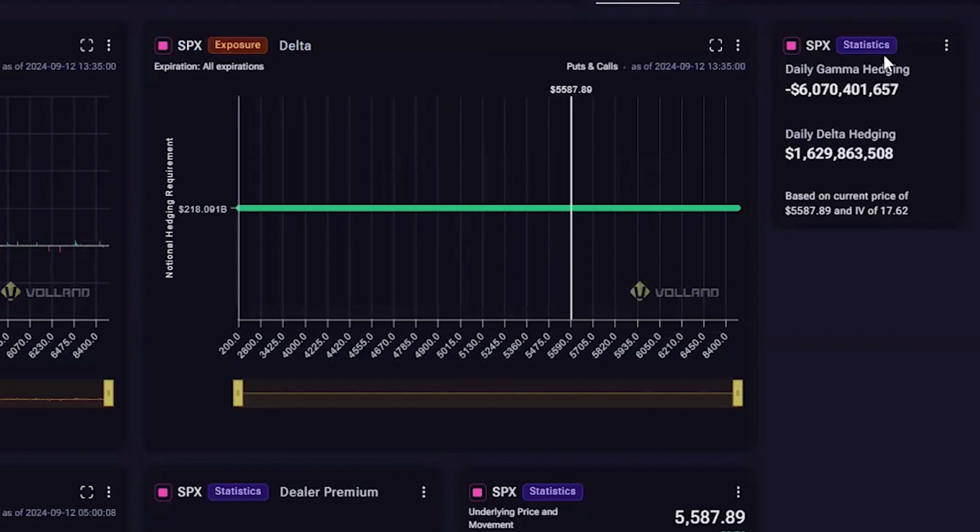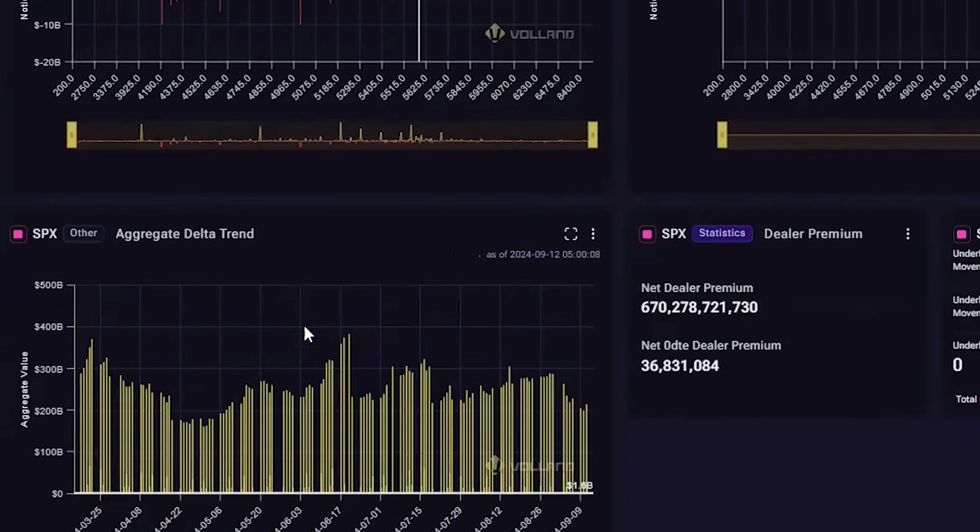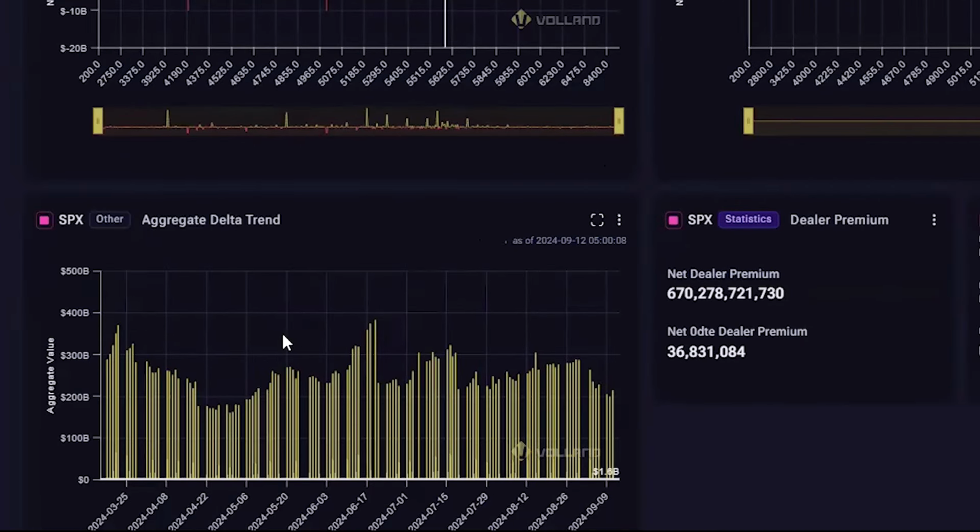This shows both the aggregate gamma and aggregate deltas that need to be hedged since yesterday's close. While you cannot determine how many of these deltas are already hedged as the day goes on, it helps give a direction of overall dealer hedging based on all sources of delta change. Moving to the bottom left here, you will see the aggregate total delta trend for all expirations. This gives an idea if aggregate deltas are increasing or decreasing on a daily basis.